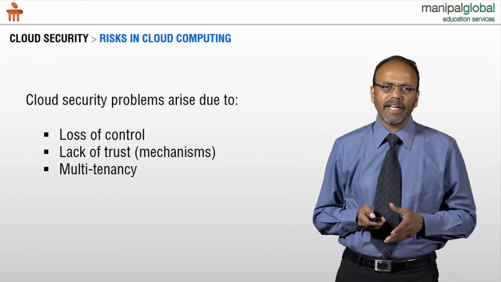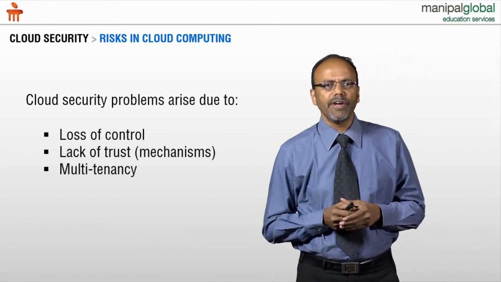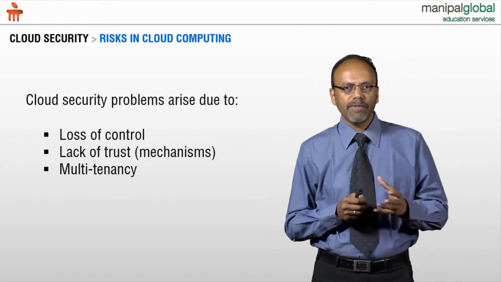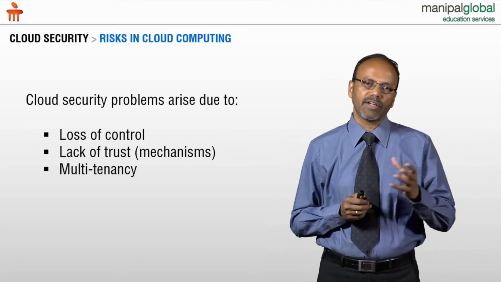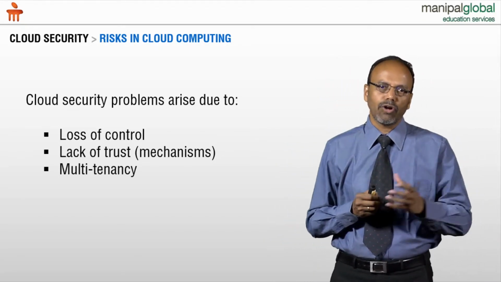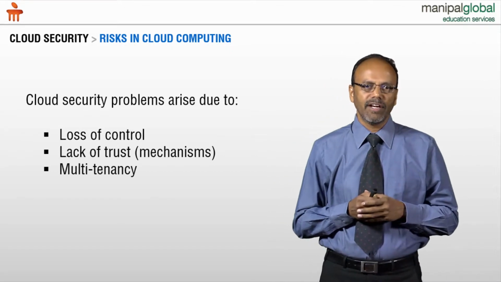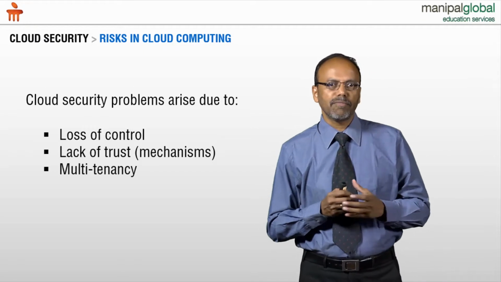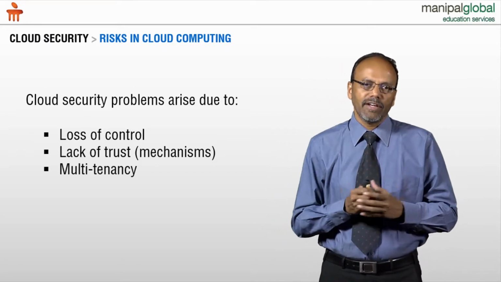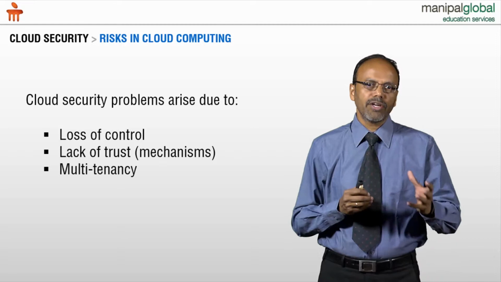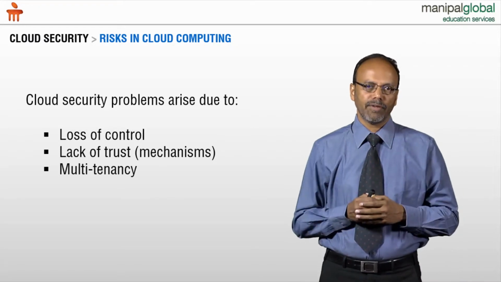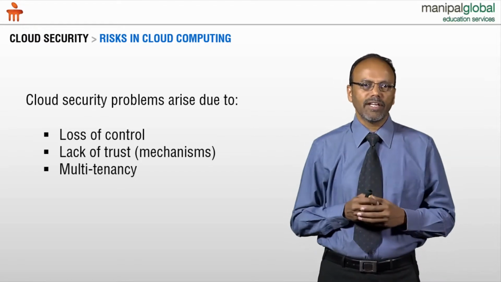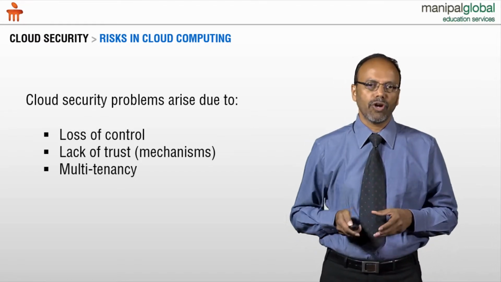Now, primarily there are three reasons due to which the cloud security problem arises: loss of control, lack of trust, that means there are no proper mechanisms which the client is aware of to maintain the confidentiality and security of data, and multi-tenancy. Once again, the concept of multi-tenancy is where you have a single platform and you are sharing it amongst multiple companies. Everybody will have a concern whether their data is visible to another tenant in the same infrastructure or not.